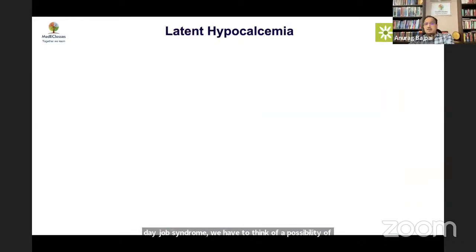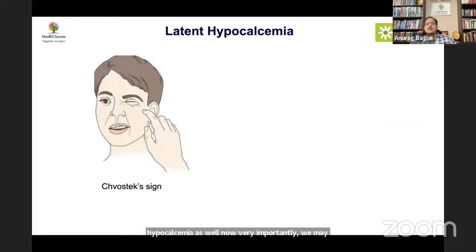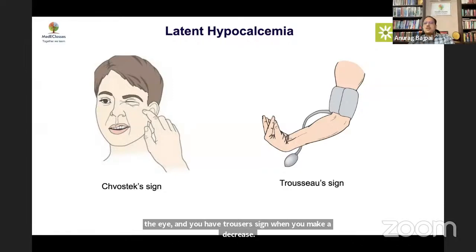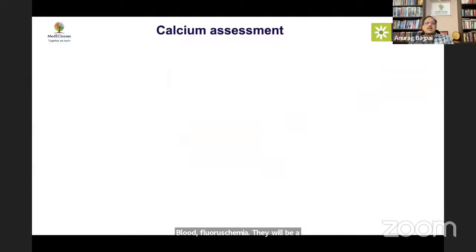Very importantly, we may sometimes not have features of hypocalcemia, but we have latent features like Chvostek sign. If you tap around the facial nerve, you will see twitching of the face, and you have Trousseau sign when you induce decreased blood flow, ischemia. A tetany will be induced, and you can use these signs to identify hypocalcemia.